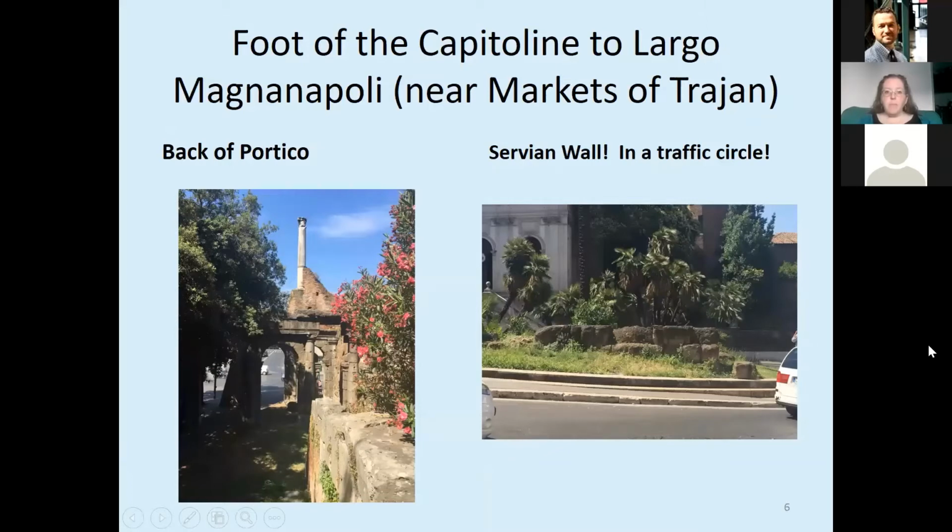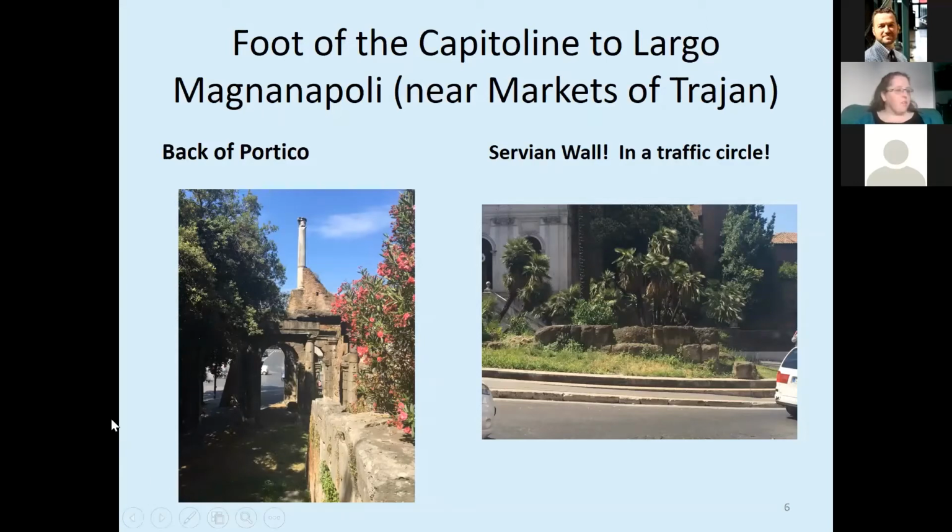So you're walking through Rome. You're starting at the foot of the Capitoline. The back of the portico, again, might have some bits of walls in it. And then you just walk past the Capitoline Hill, past the Markets of Trajan, start heading up a hill, and find your first piece of wall that is definitely Servian wall, which you can get nowhere near because it is in a traffic circle. It's just really emblematic of how modern Rome is built around these ancient pieces. So in the picture on the right, these grayish brown lumps of stone in the middle of a traffic circle on a busy street, those are pieces of the Servian wall.